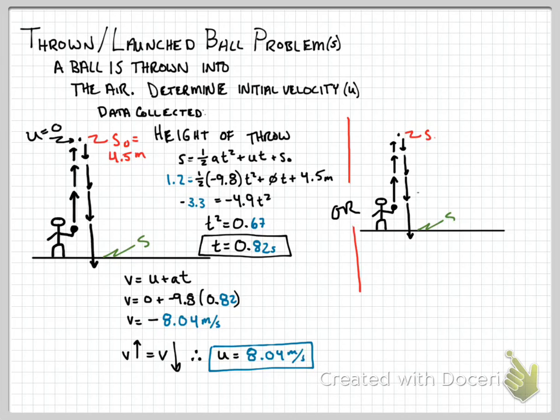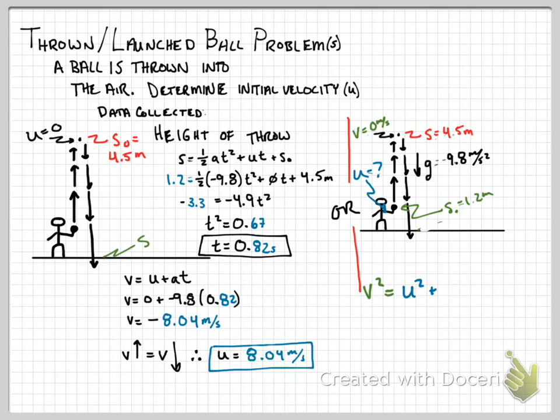Again, same scenario. However, we're going to redefine a couple of our terms. We're going to have an s of 4.5. We're going to have a maximum, or a velocity at the top of 0. We're going to have an initial height of 1.2. We're going to have a gravity of negative 9.8. And again, we want to find u.